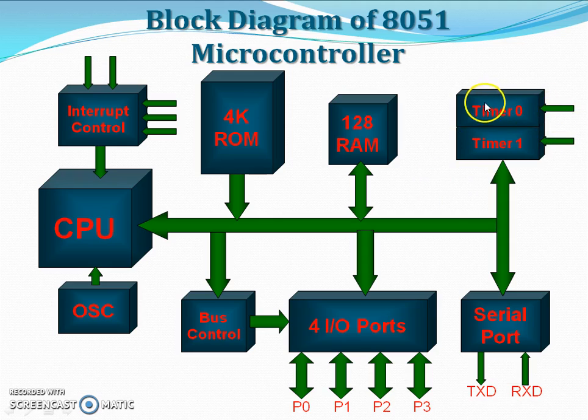There are two timers, timer 0 and timer 1. Both work as a 16-bit timer or a 16-bit counter. And there is one serial port that can transmit and receive data serially. The 4 IO ports we have already talked about. There is a bus control which manages the bus data transfer. Okay, this is the main operating block diagram, and you can also conclude the specifications of the 8051 from the various blocks. Right? Now coming to the next.